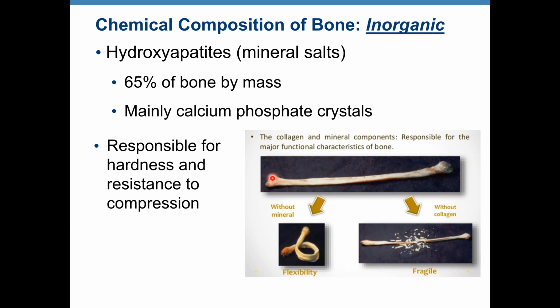So over here you can see a bone. Without minerals, it would be too flexible. Without collagen, it would be too fragile. So that's why bones have both, and it's a perfect balance between organic and inorganic compounds that give bone both enough flexibility, right, and enough strength.